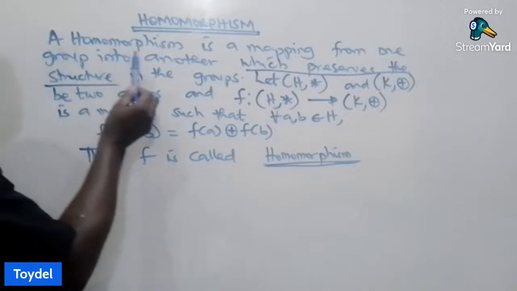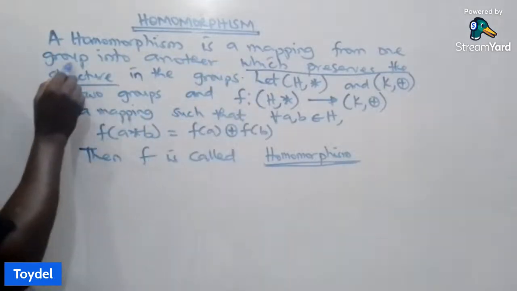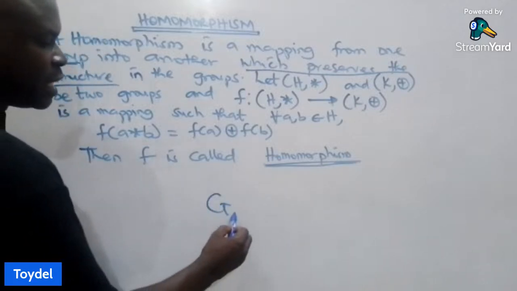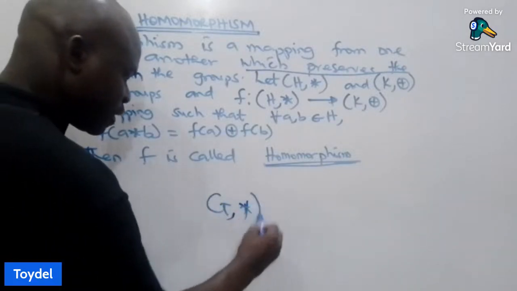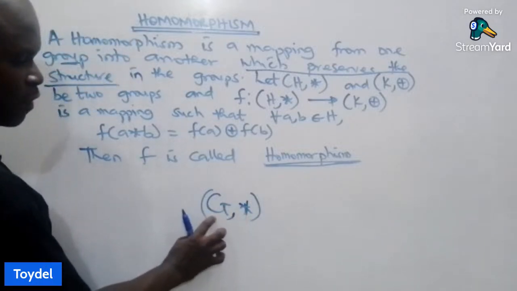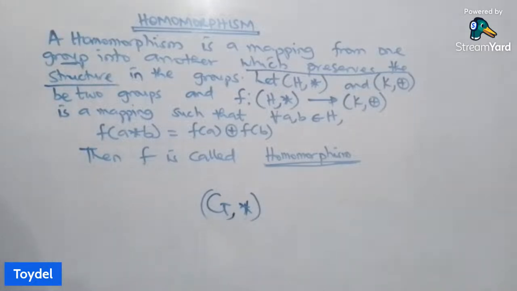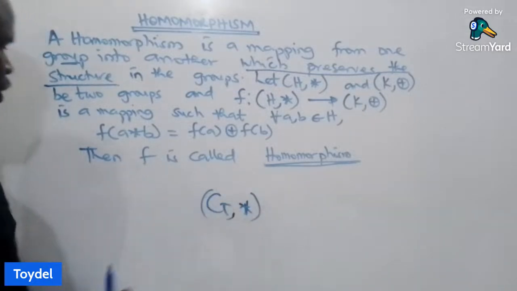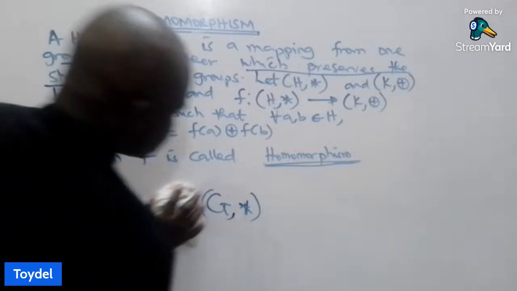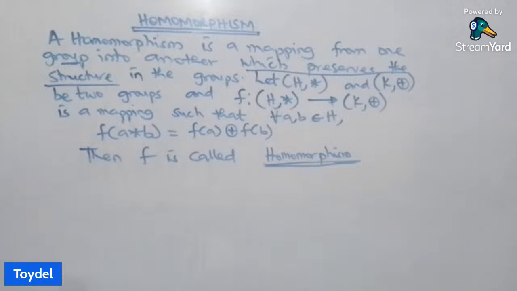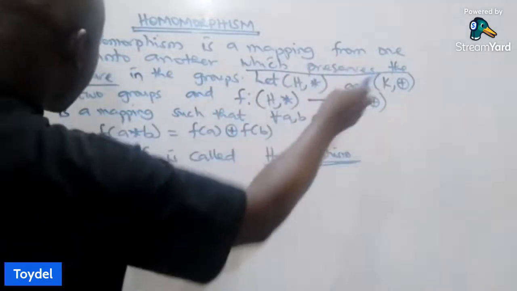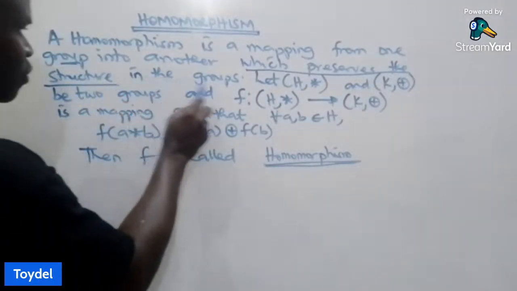Homomorphism is a mapping from one group to another. So we are talking about groups now. A group is a non-empty set plus a binary operation, which performs on the elements of this set. That's the difference between ordinary sets and a group. A group is also a set, but a set that has a binary operation. So homomorphism is a mapping from one group into another which preserves the structure in the groups.